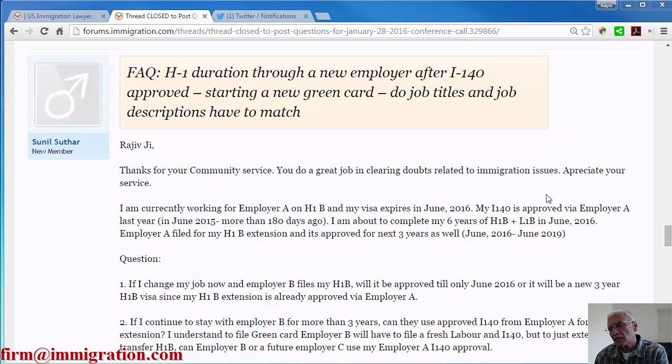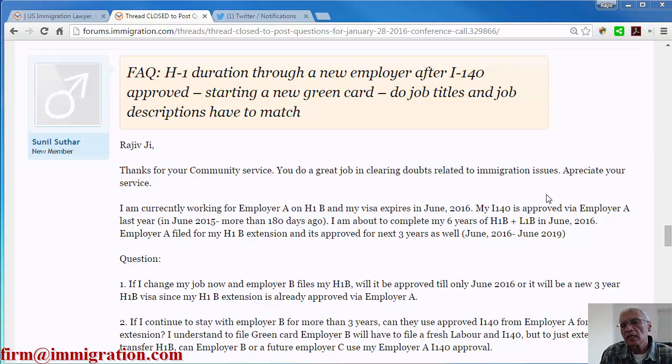Here, the job descriptions do not have to match. You could go from being an IT professional to a chemist or a physician. Totally different H1, totally different green card. You will still carry your priority date. No question about it. This is quite clear.